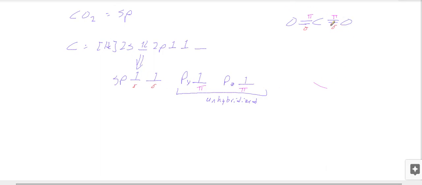All right, so there is the hybridization showing with orbital notation. Thanks, guys. That's it.